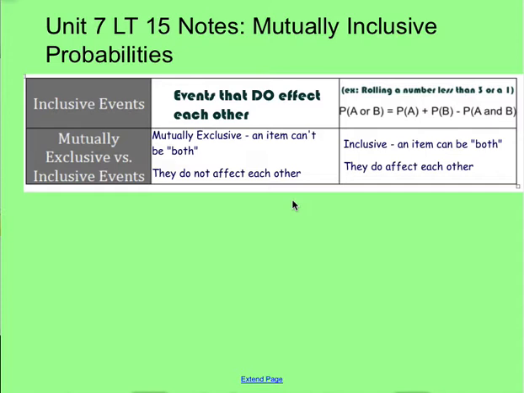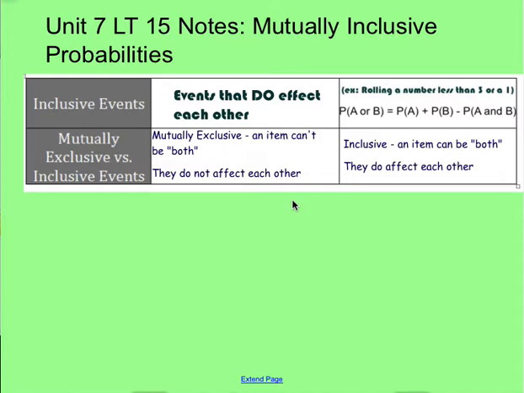Inclusive events are events that do affect each other. For example, if I'm reaching into a deck of cards, if I take one out, that's going to affect it. If I roll a dice and the number is less than 5 or a 1, guess what? Less than 5 and a 1 could be the same thing. And that's what makes them mutually inclusive events, because we have probabilities that could end up being the same thing. So let's take a look.